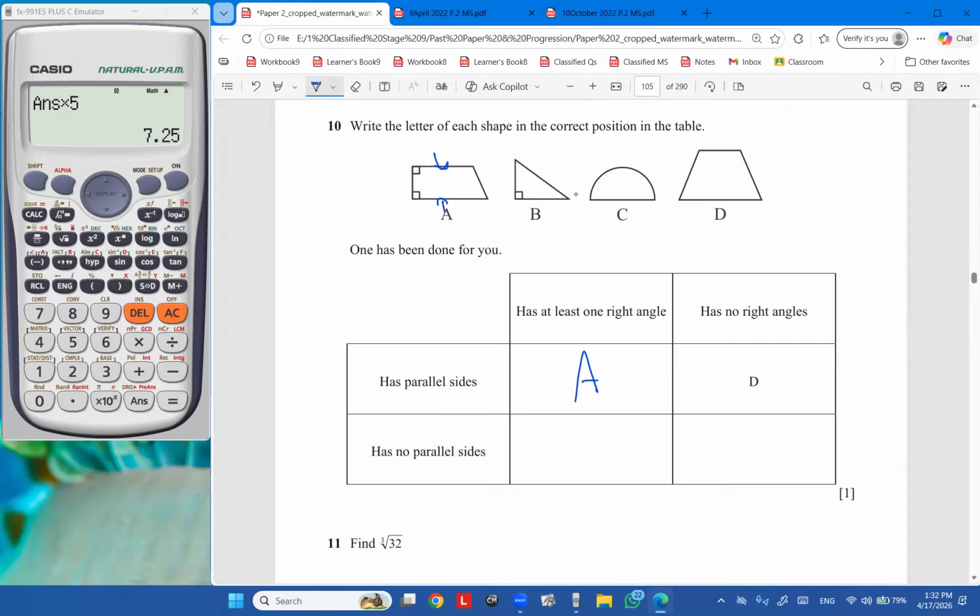Has no right angles and has parallel sides. As they said to you, it is this one. Yes, it has parallel sides and no right angles. Has no parallel sides, has at least one right angle. It is this one. It has no parallel sides, but one angle is right, so it is shape B. And C is the last one, no parallel sides, no right angles.